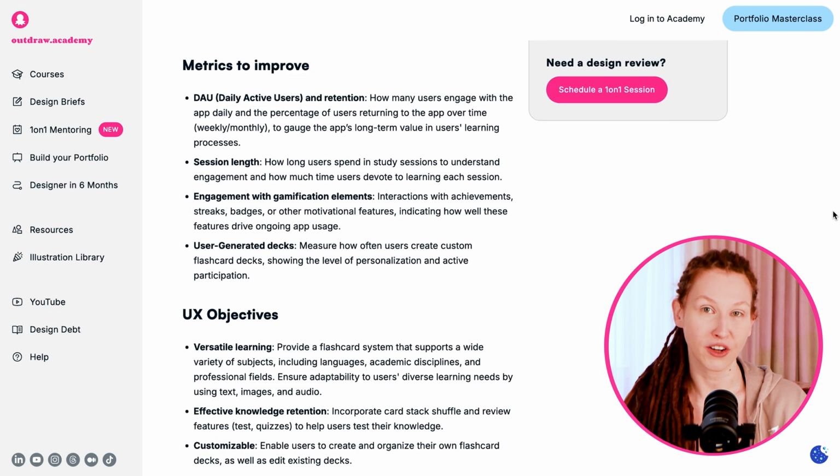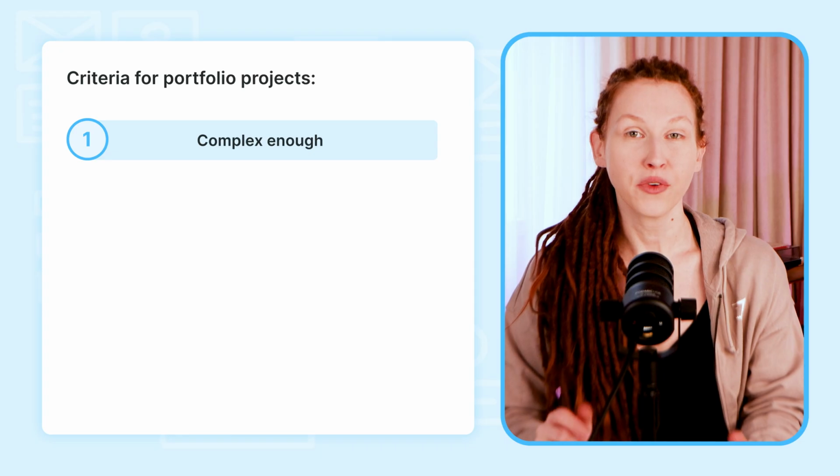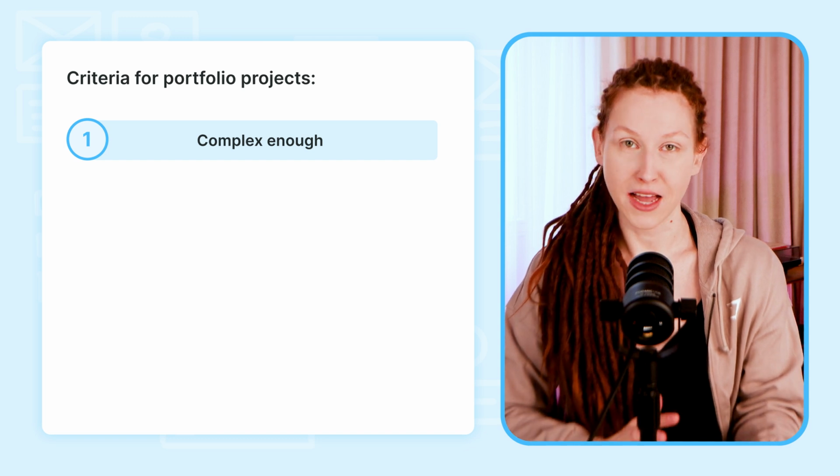So, coming back to projects, there are some criteria that portfolio projects need to meet. Let's go through them right now so you can select good projects, high quality projects. First, your project needs to be complex enough. So ideally, the designs that you're showing in your portfolio are solving complex problems that were difficult to solve, that required a lot of iterations and thinking.